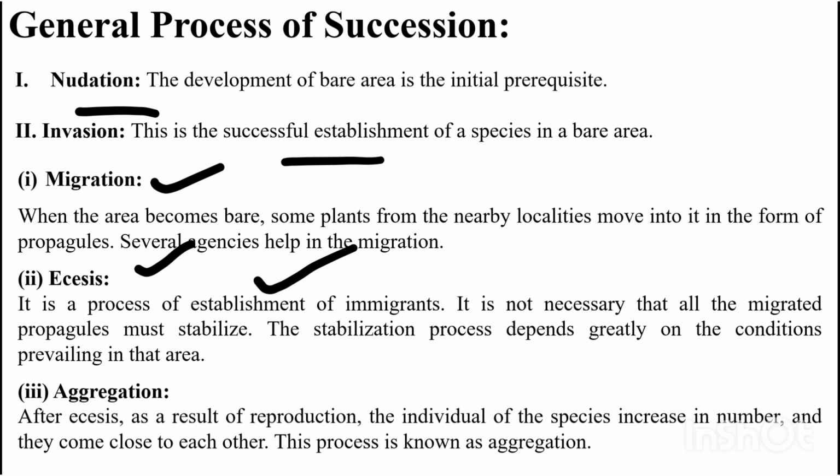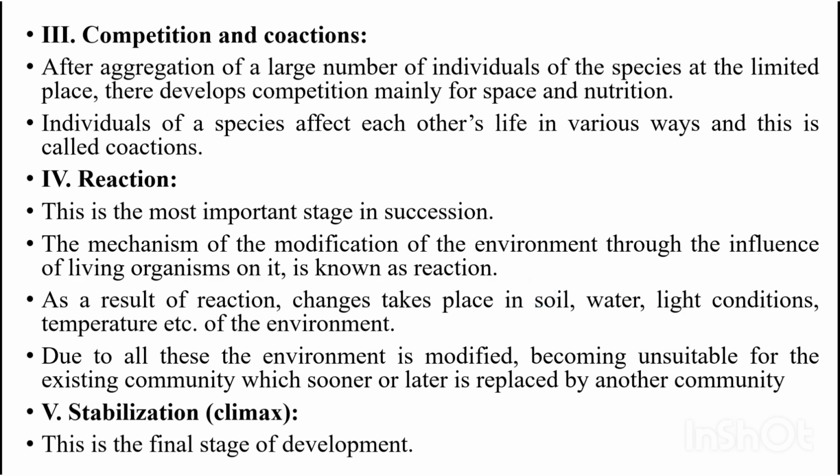After ekesis, as a result of reproduction, individual species increase in number and they come close to each other. That process is called aggregation. Then competition. After aggregation of a large number of individuals of species at a limited place, there develops a competition for space and nutrition. Then reaction. It is the most important stage of succession. The mechanism of modification of environment through the influence of living organisms on it is called reaction.